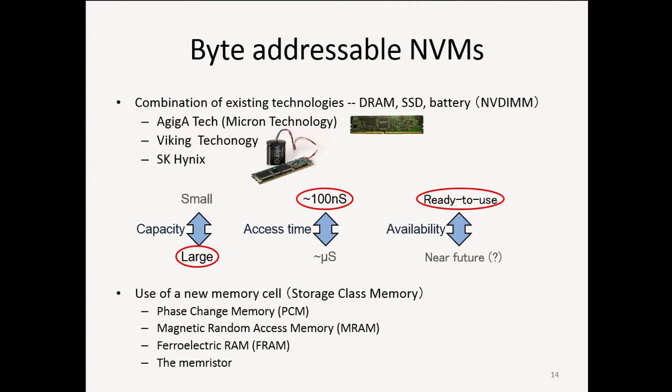NVM logging does not depend on the type of NVM device, but it is rather suitable for NVDIMM, as NVDIMM is relatively small capacity and ready to use. Also, access time is a strong point of this device because usual DRAM is used for the memory device. SSD is used only when needed, such as power failure or something like that.